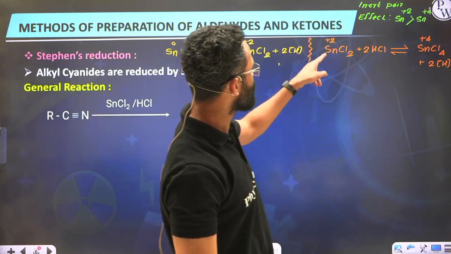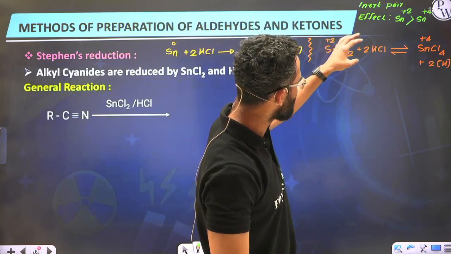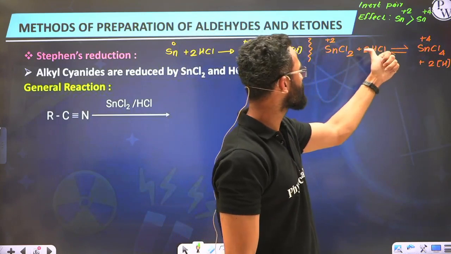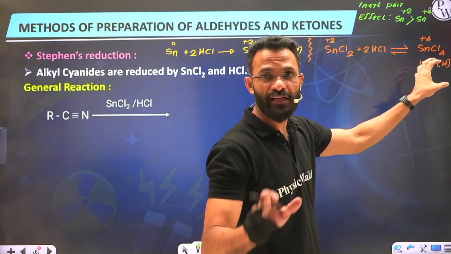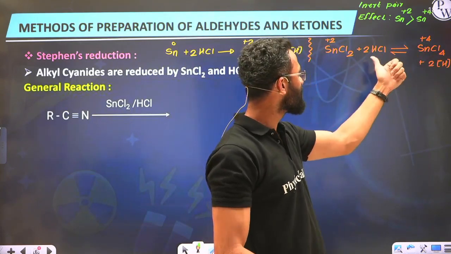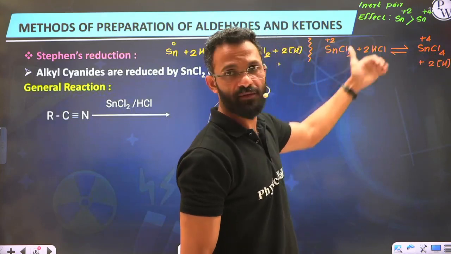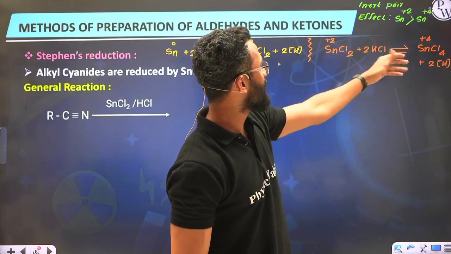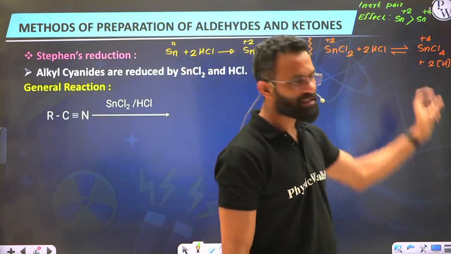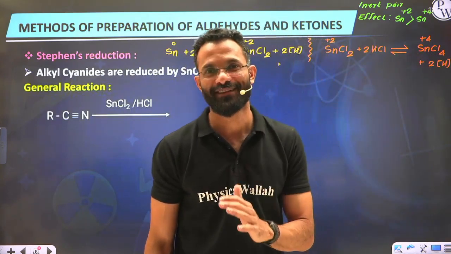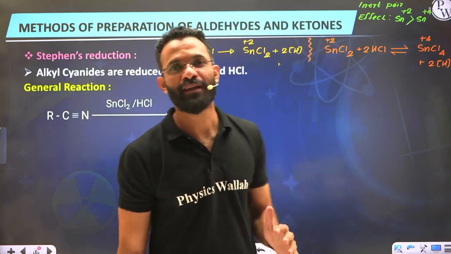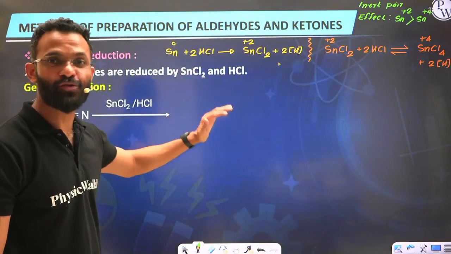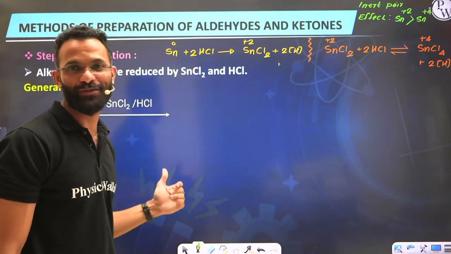Because +2 is more stable, as soon as SnCl2 upon HCl produces SnCl4 and 2H, it gives you a reversible reaction, meaning nascent hydrogens are produced, but they are produced reversibly, of course, because the +2 state is more stable. So this equilibrium will always lie in the backward direction. If the equilibrium is lying in the backward direction, meaning the amount of nascent hydrogen produced is always going to be limited, this nitrile cannot be completely reduced to amine, so it is reduced to an aldehyde. How? We are going to see that now.